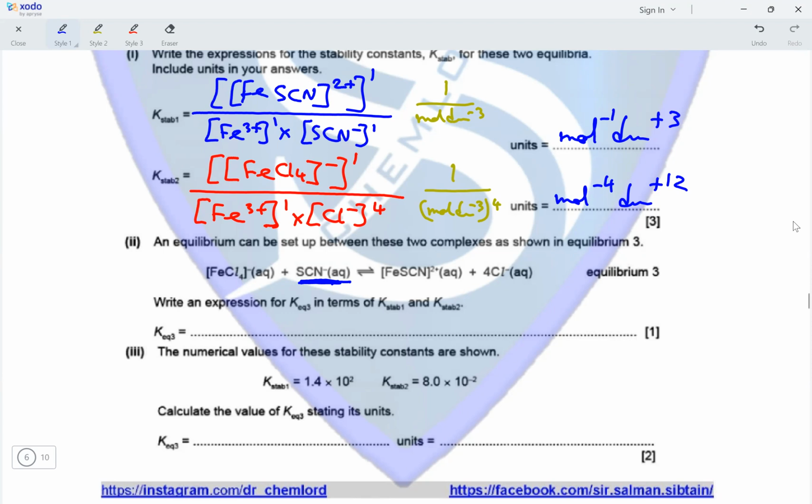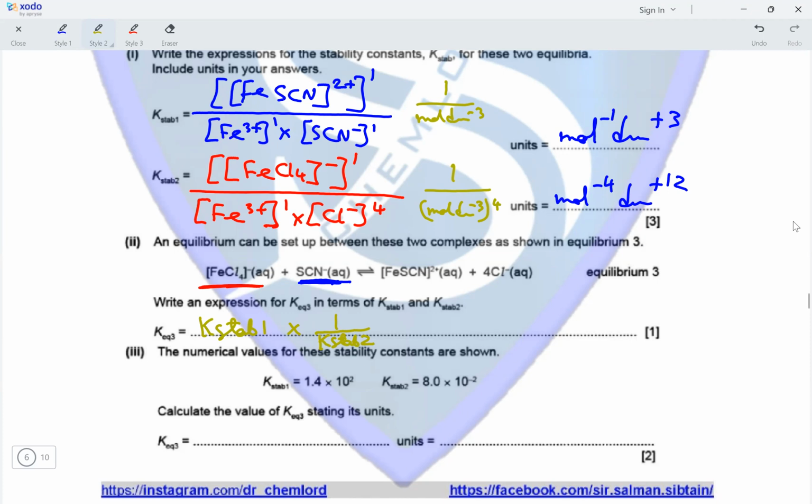And we have got FeCl4- ions present on the reactant side, which are products of equilibrium 2. That means equilibrium 2 will be proceeding in the backward direction. So the stability constant value for the forward direction is represented by K step 1, and for the backward reaction it is represented by 1 over K step 2, because the forward reaction is K step 1, so the backward reaction has to be the inverse of that.